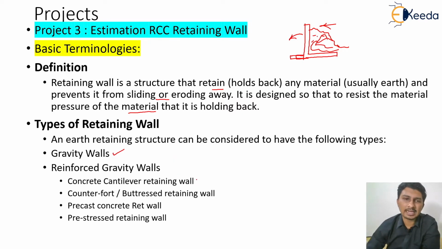Then we have a cantilever retaining wall, something that I have drawn over here. The next one is a counterfort or buttress retaining wall. Buttresses are the extra support that we provide over here. These are called buttresses, and with the help of them the retaining is done for the soil or any earth. Another one is the precast and pre-stressed concrete blocks. These are cast in the factory, and then they are shifted to the construction site.